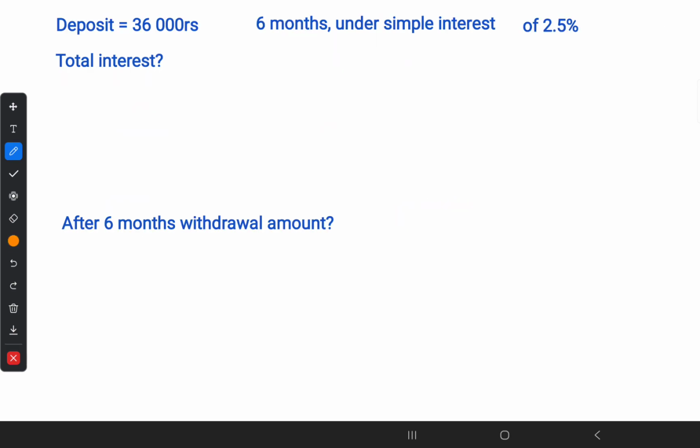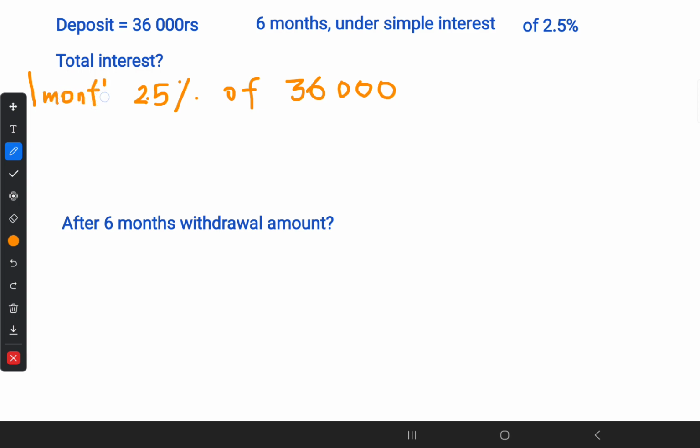So initially, as myself, I am depositing 36,000 rupees for 6 months under simple interest of 2.5%. So for 1 month, okay, this is a monthly interest rate, 2.5% monthly interest rate. So for 1 month, for your deposited amount, you will obtain 2.5% as interest. So 2.5% of 36,000 rupees. That is the amount of interest you are getting for 1 month.